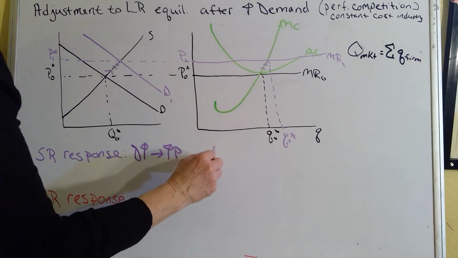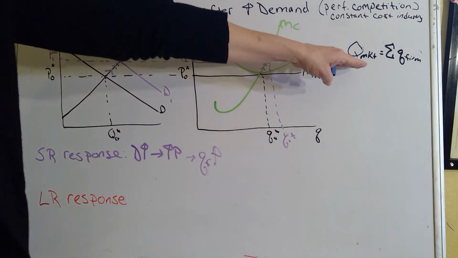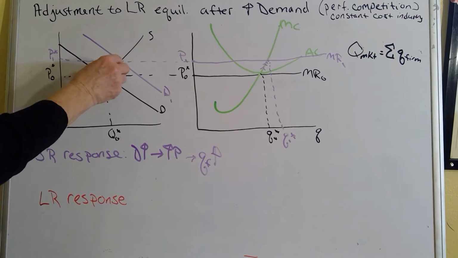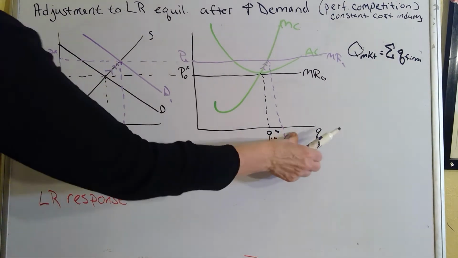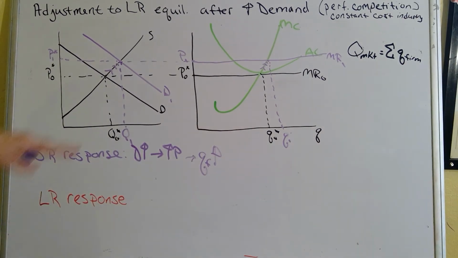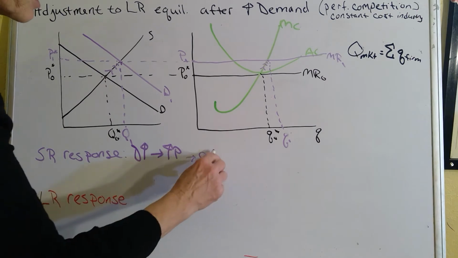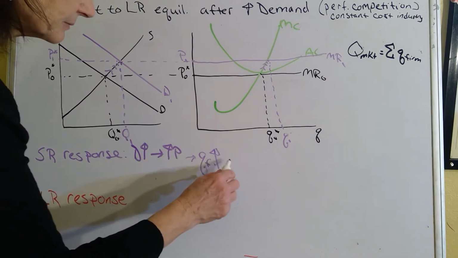So Q firm increases, and because all the individual firms are producing more, and we know that the market output is just the sum of all the firm output, we know that all the market output is higher. So all the firms in the market are now producing more. Total output in the market has gone up.